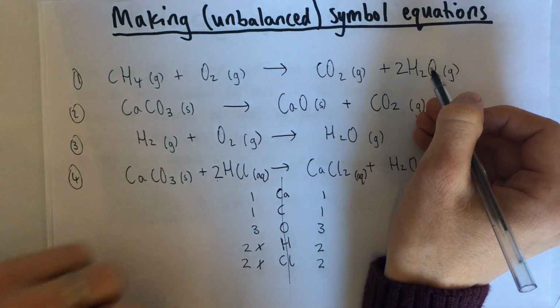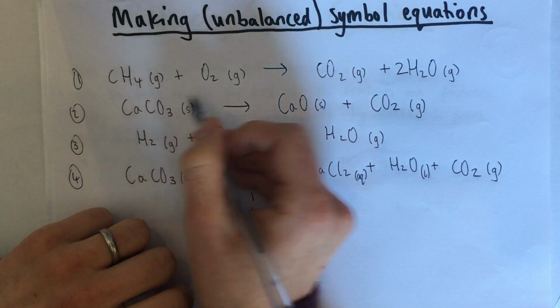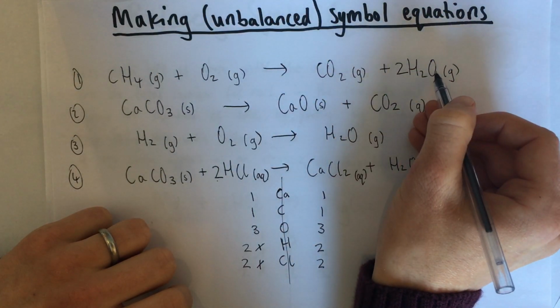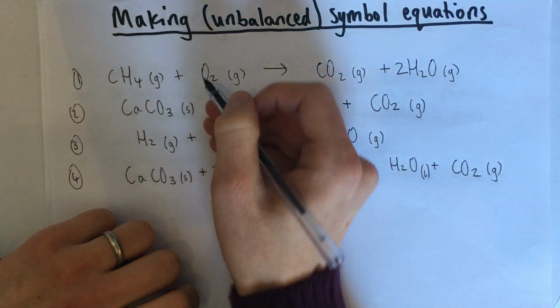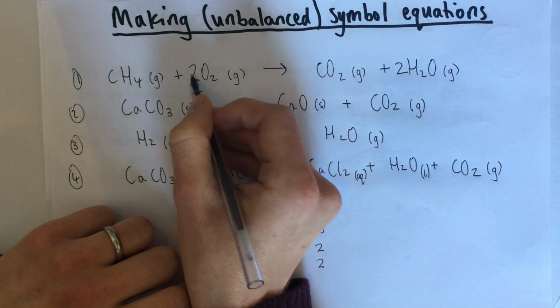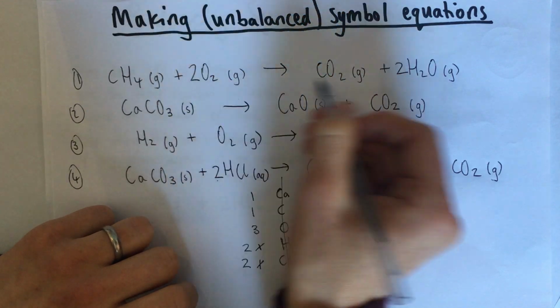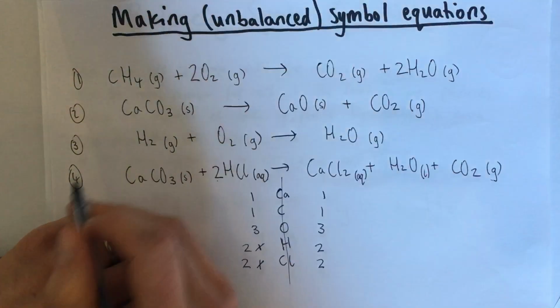So hydrogen's good. Oxygen I said I'd do last. 2 oxygen atoms on this side and 1, 2, 3, 4 oxygen atoms on this side. So to get it up to 4 on this side, I'm going to put a 2 in front there. So there's now 2 times 2, which is 4 oxygen atoms here, and 2 add 2, so 4 oxygen atoms there.